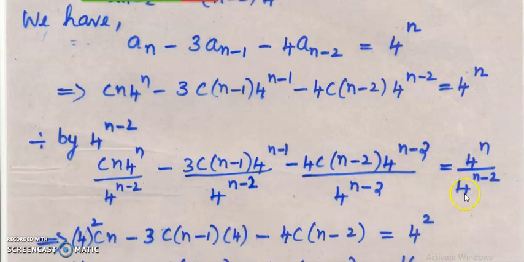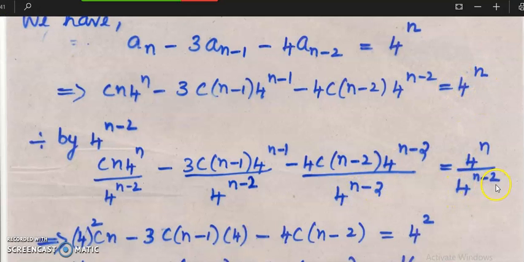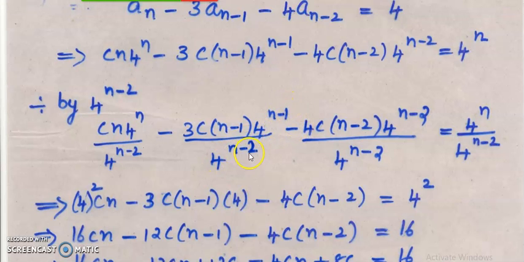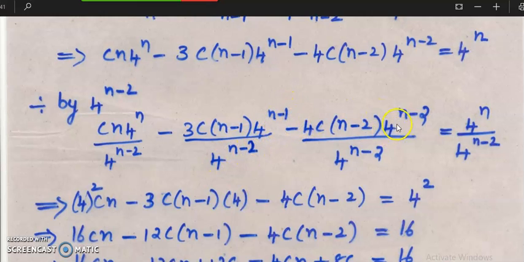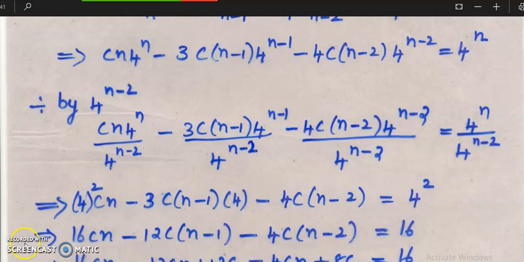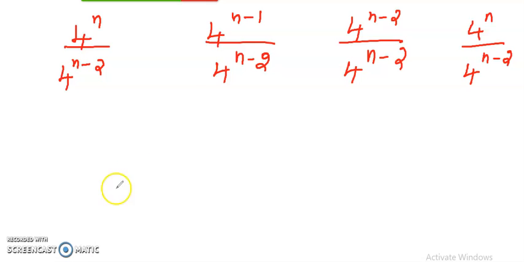On the RHS also we divide by 4 power n minus 2. So after this, what can we do? We can eliminate the terms here. You see, we can cancel 4 power n and 4 power n minus 2. Similarly, we can cancel 4 power n minus 1 by 4 power n minus 2. Here this 4 power n minus 2 and 4 power n minus 2 will be cancelled. Here also we can eliminate 4 power n by 4 power n minus 2. So it will be like this.